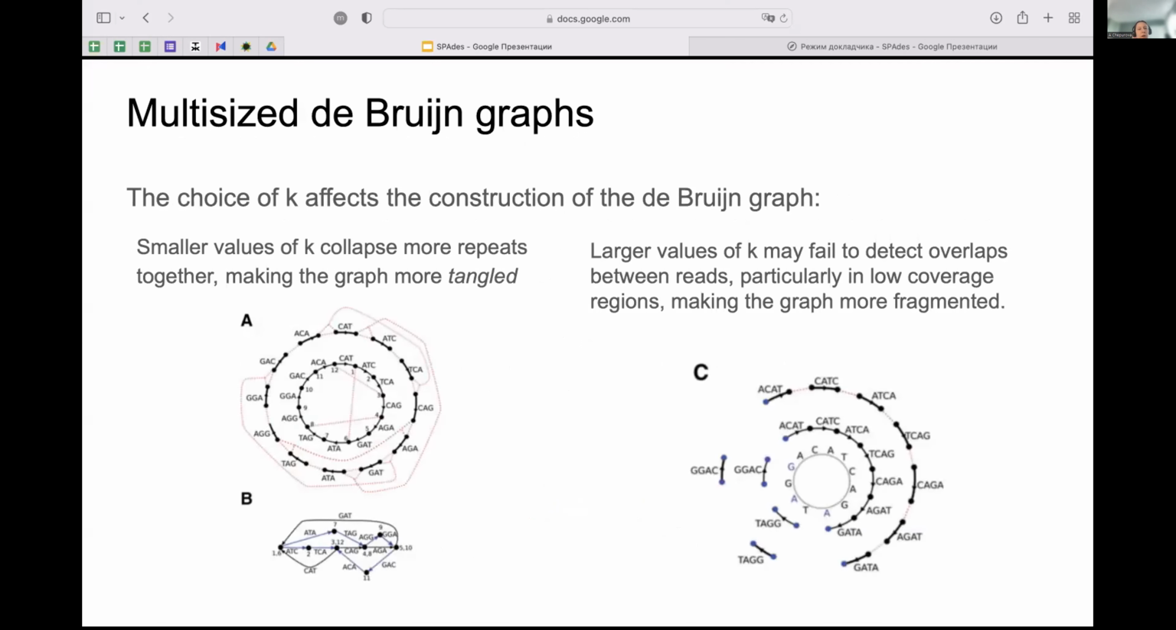Also, the authors of the paper introduced the notion of the multisize de Bruijn graph. Why is it so? Because the choice of k affects the construction of the de Bruijn graph.